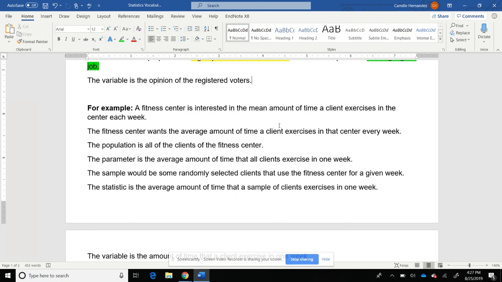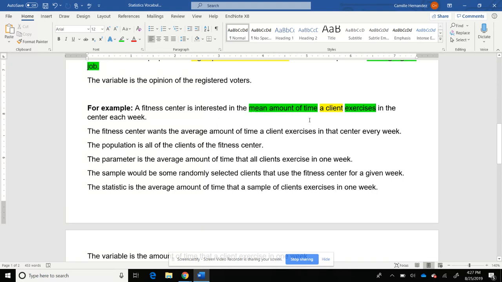All right. So remember, we're looking at a client is the who. That's who they want to know about. And they want to know about the mean time of exercise is the what. And I'm going to do this. I'm going to put it in green. Remember, yellow is who, green is what.